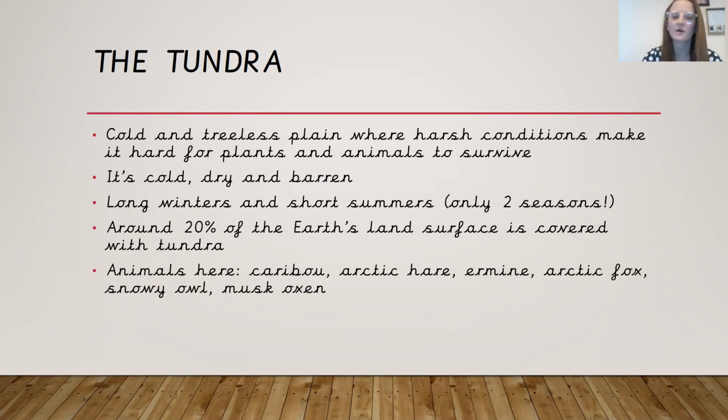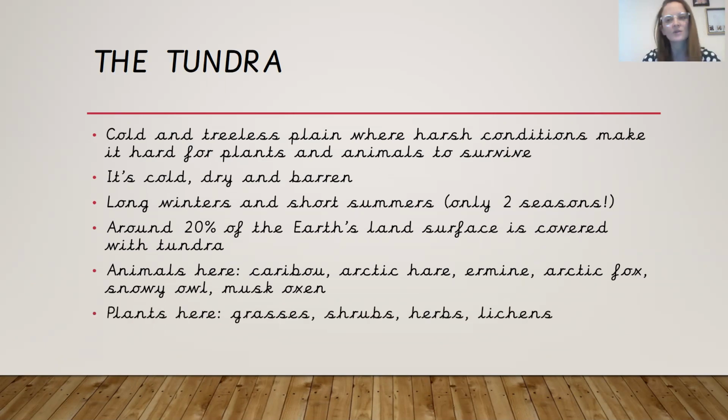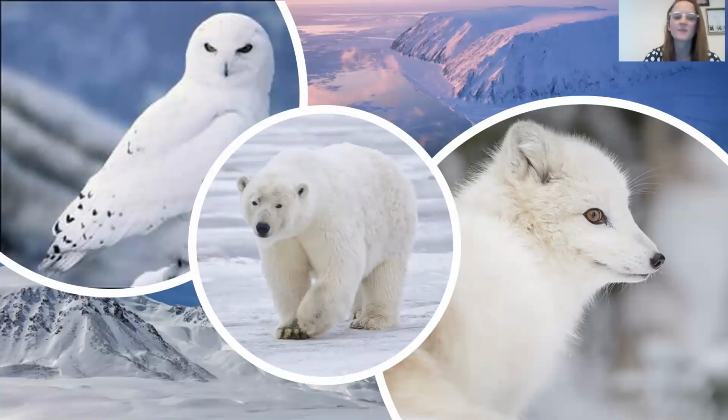Animals that live here are caribou, an Arctic hare, ermine, Arctic fox, snowy owl, and musk oxen. So they're animals that are able to survive in the cold climates. Plants that live here are things like grasses, shrubs, herbs, and lichen. And this is maybe what a tundra would look like and the type of animals that you would see there. You may also notice the color of the animals and think about what we've learned about the animals and their habitats and how this is helpful.